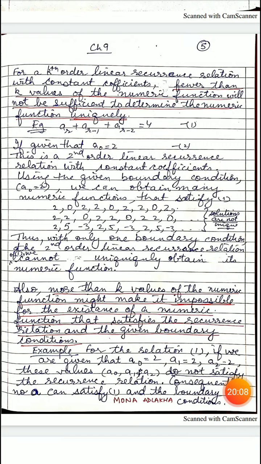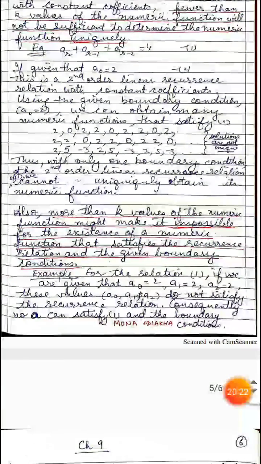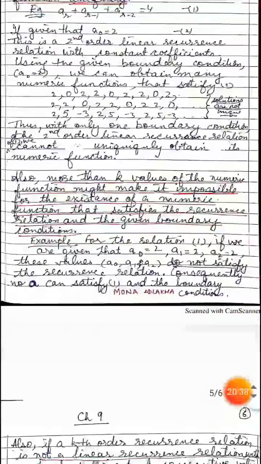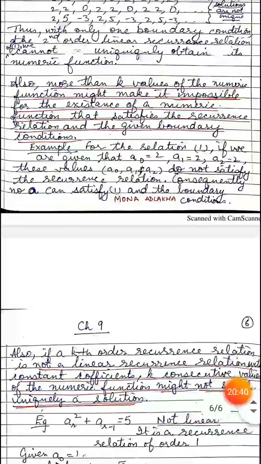Okay, so with only one boundary condition, for a second order linear recurrence relation, we cannot uniquely obtain its numeric function. Also, another thing is that if we have more than k values of the numeric function, it might be impossible for there to exist a numeric function that satisfies the recurrence relation and the given boundary conditions. For example, the example is given below.